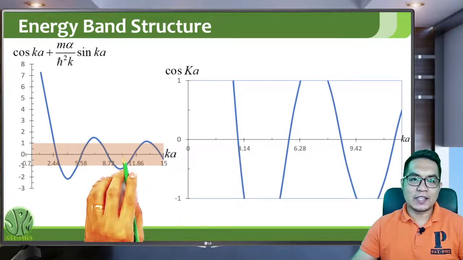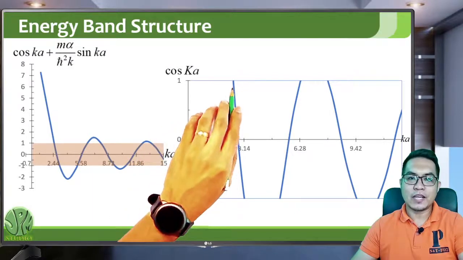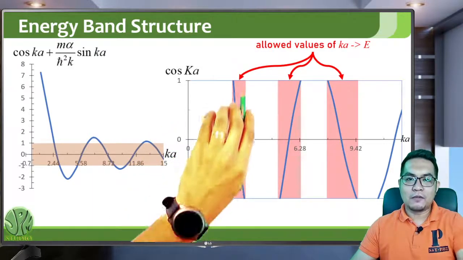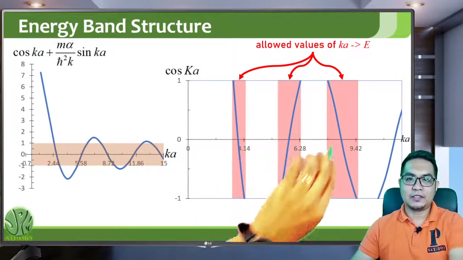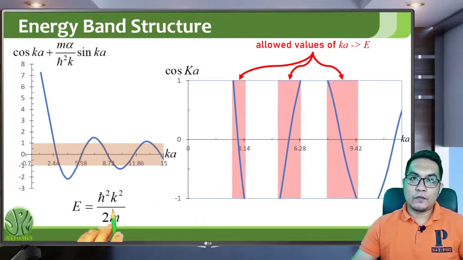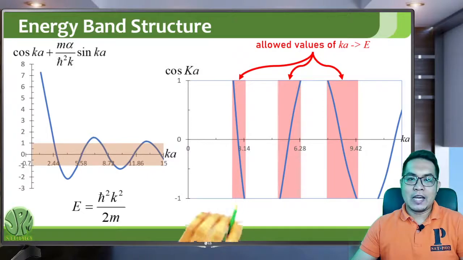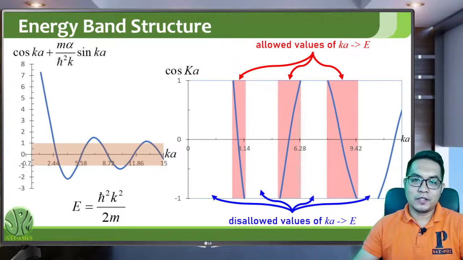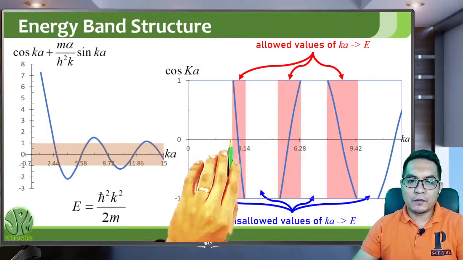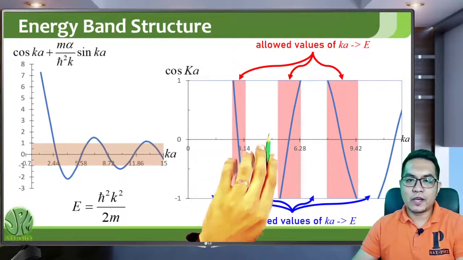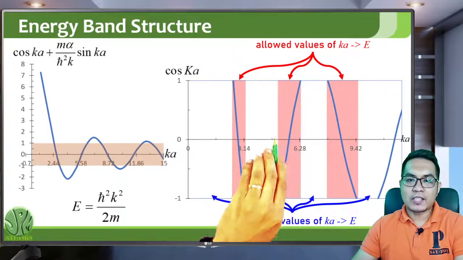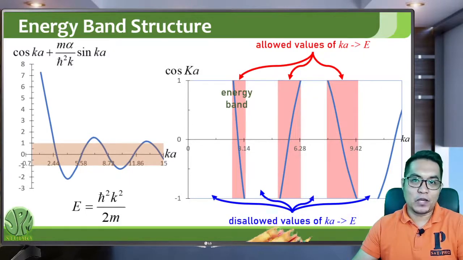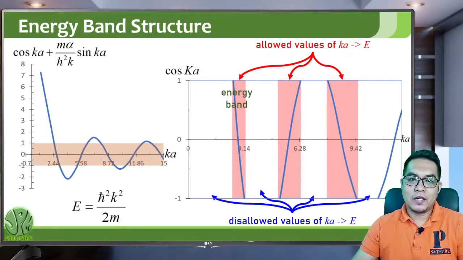So if we zoom in on that region from -1 to +1, then these are just the allowed values of Ka, and hence if you get the allowed values of Ka or K, you get the allowed values of energy, and these gaps here are actually the disallowed values of Ka. So the collection of all the values of K from this part to this part, and from this part to that part, actually forms an energy band because there are several values of K there. So that's the energy band.